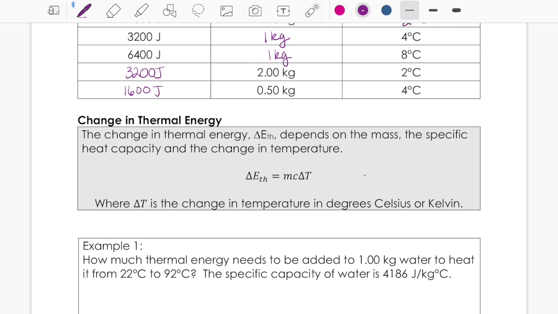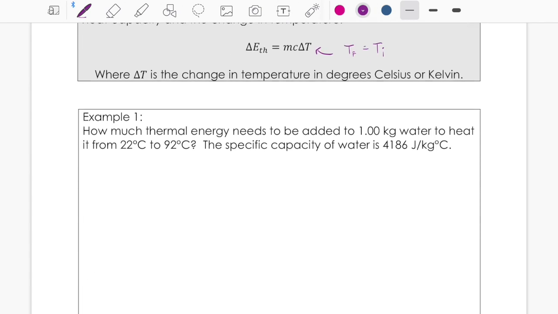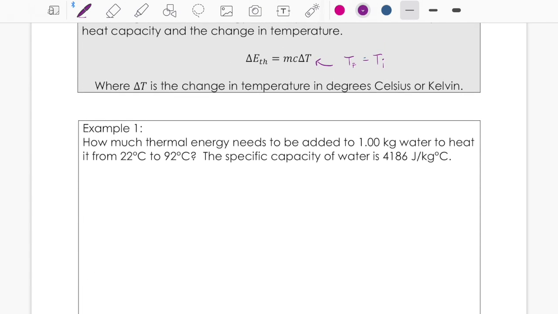Here's the equation that we're going to be utilizing in order to find the change in thermal energy. We have mass times C, which is the specific heat, times the change in temperature. Remember that change in temperature is going to be our final temperature minus our initial temperature.